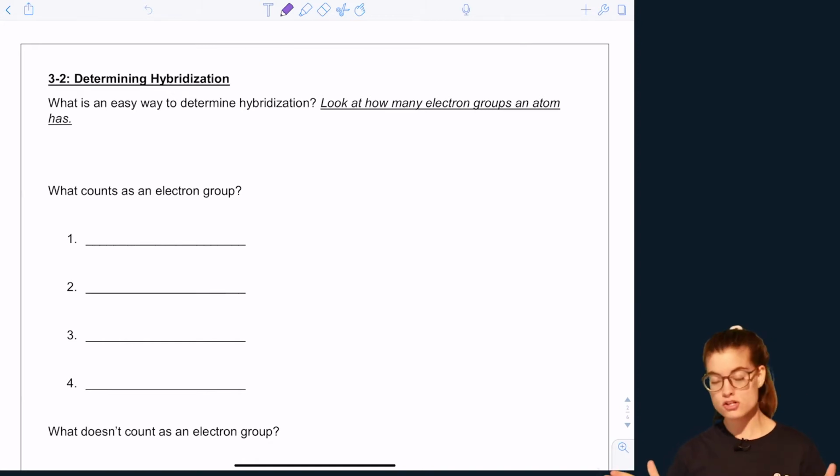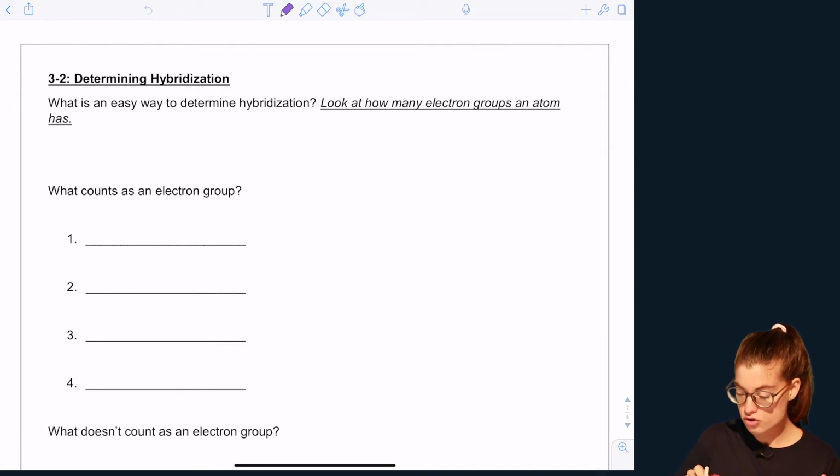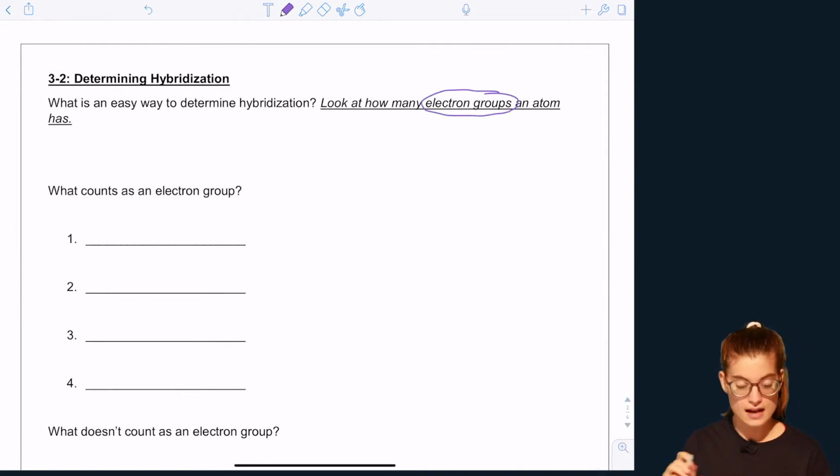Talking about how do we determine hybridization, right? This is the fun, easy part. Trust me, it's easy, okay? Now, here's how you do it. What's an easy way to determine hybridization? Look at how many electron groups an atom has.